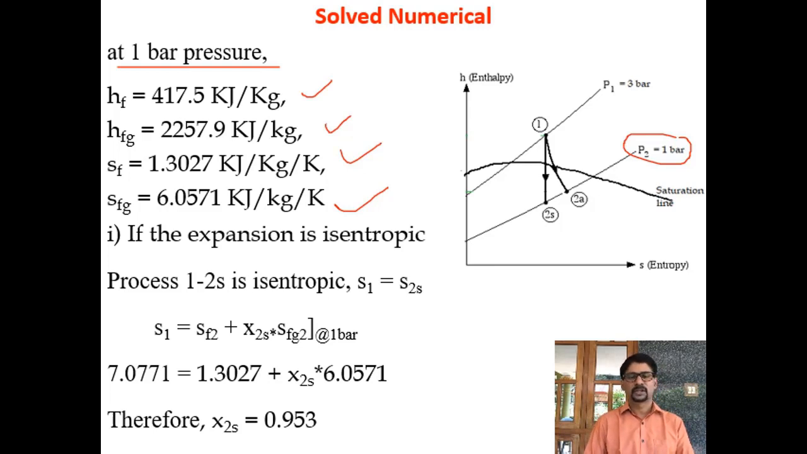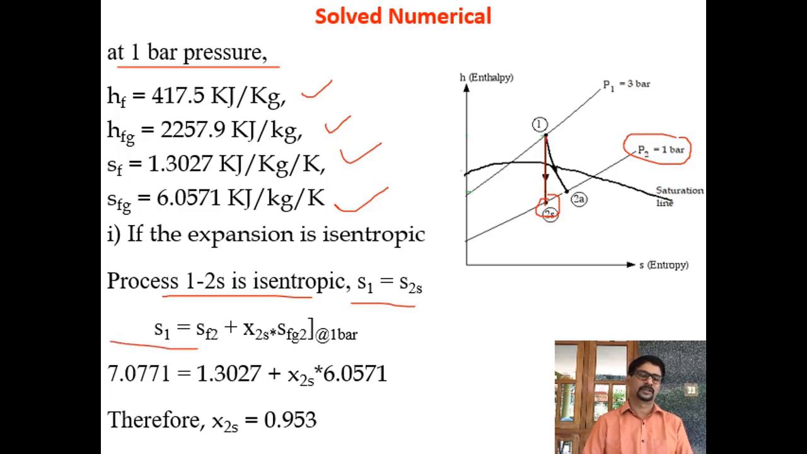Now let us start solving this problem. First case, if the expansion is isentropic. If the process is isentropic, it is shown by a vertical line from point 1 till it meets the 1 bar pressure line. That point you have to mark as 2s. The s indicates isentropic expansion. So 1 to 2s is isentropic. That means S1 is equal to S2s.